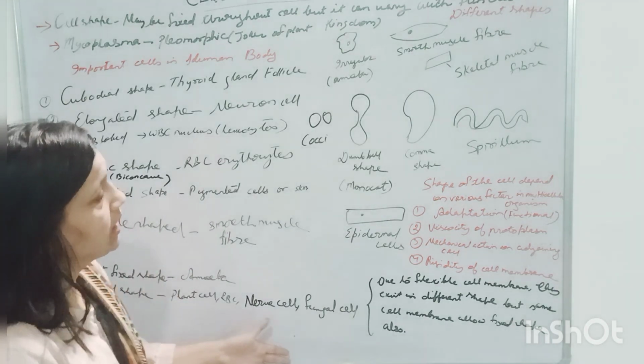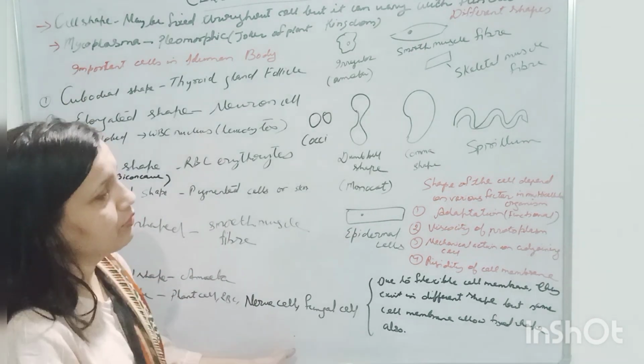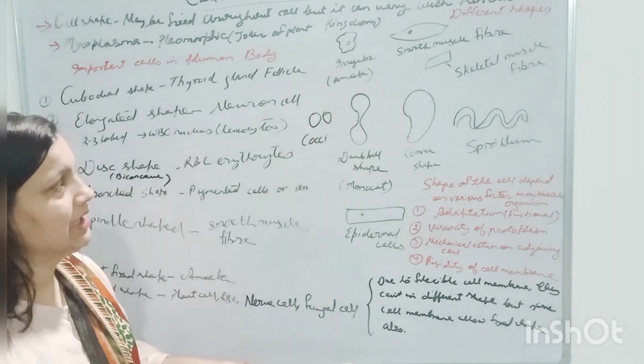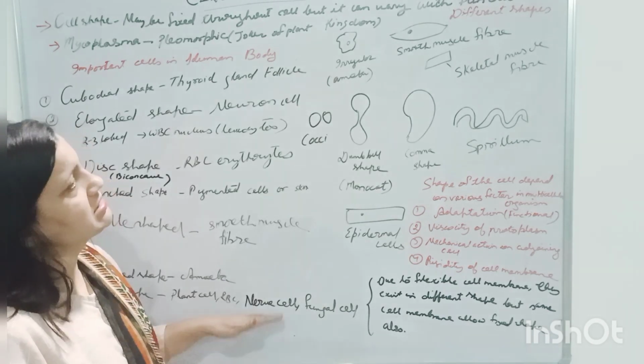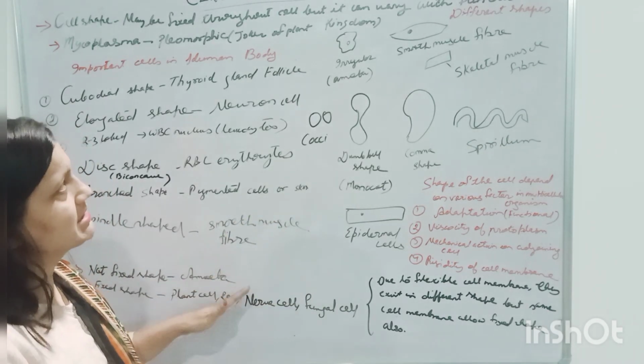So this is all about the cell. We have gone through cell size and we have seen the cell shape. This is today's topic on cell shape and size.